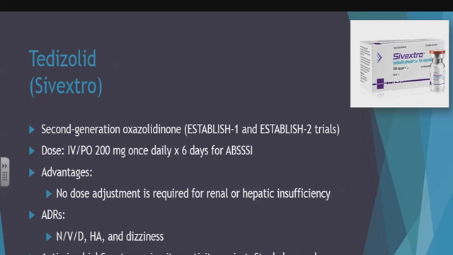Advantages to using this would be there's no dose adjustment to renal or hepatic insufficiency, although you don't have to do that anyway with linezolid, so there you go. Adverse drug reactions include nausea, vomiting, diarrhea, headache, and dizziness. And it covers the bugs that we normally need to cover empirically for a lot of these skin and soft tissue infections, including MRSA, okay? And it does have some anaerobic coverage as well. So does linezolid.